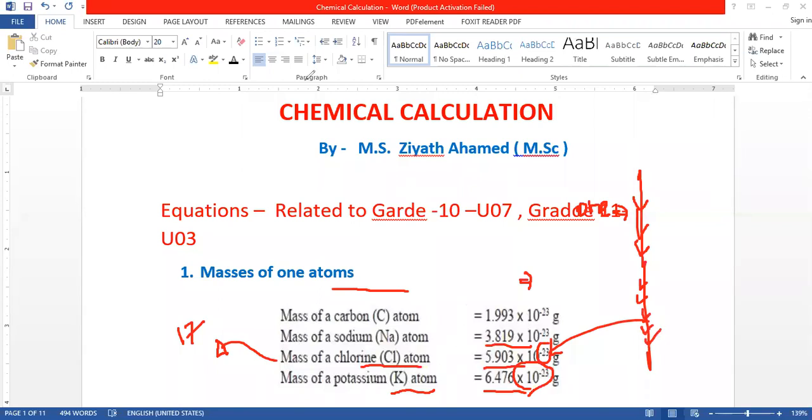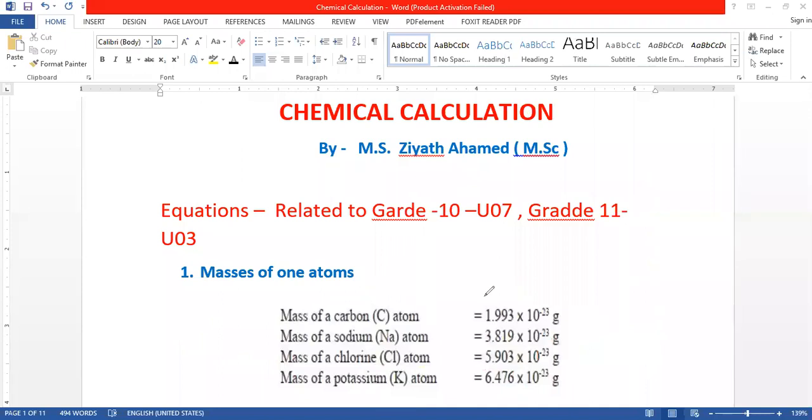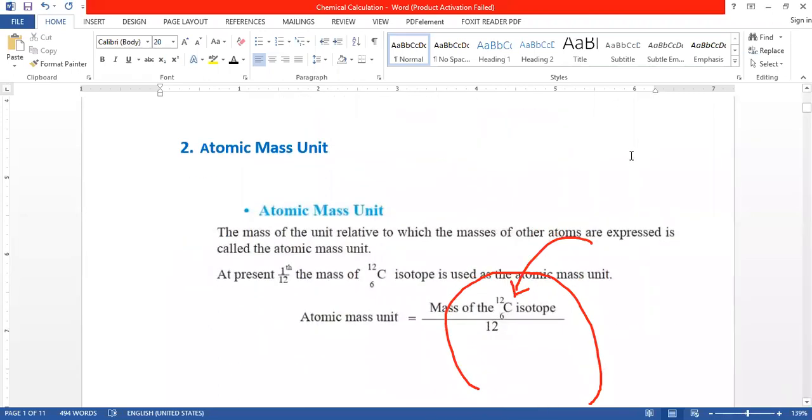It's really tough to understand, and really tough to use this mass in calculation. So scientists introduced a new term. You must know this one. This is not the question, and this is not the class for theory, but it is for your help and understanding.